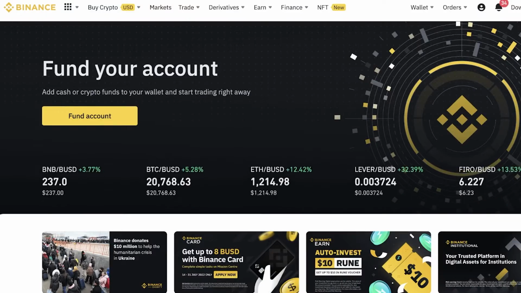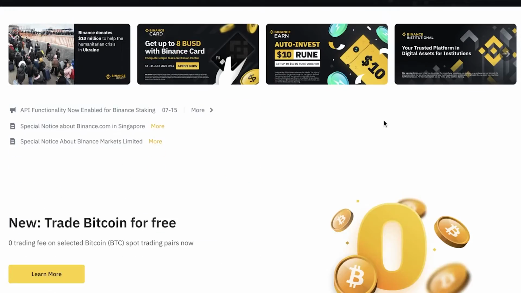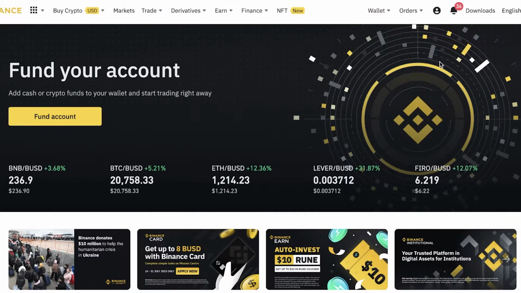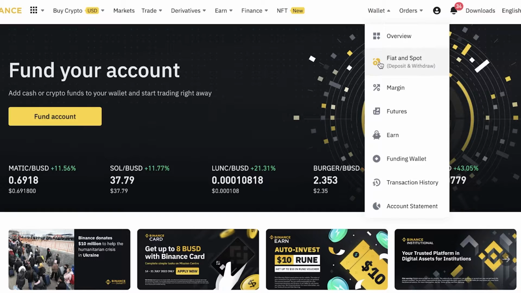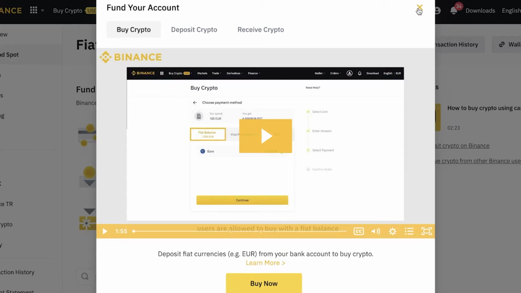Now, if we take a look at Binance, it is a very simple and easy to use platform. That is why it is so popular. So you can get started with Binance right away by simply creating your account and entering money into your fiat or spot account, and you can click on your account settings over here to deposit your money in your Binance account.